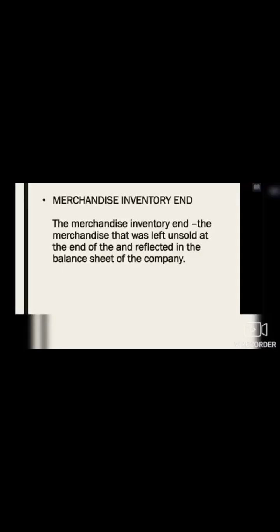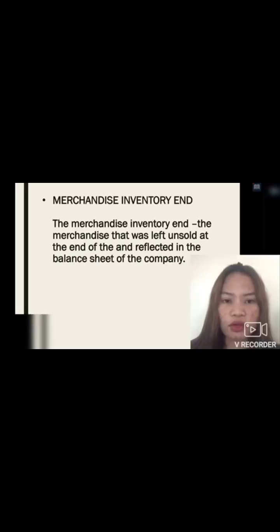Merchandise inventory is the merchandise that was left unsold at the end of the period and reflected in the balance sheet of the company. So, the merchandise inventory, or its ending inventory, is the total of goods you have available for sale at the end of the accounting period. So, the basic formula for calculating ending inventory is beginning inventory plus net purchases minus cost of goods sold equals ending inventory.